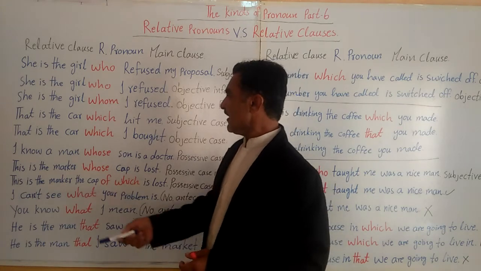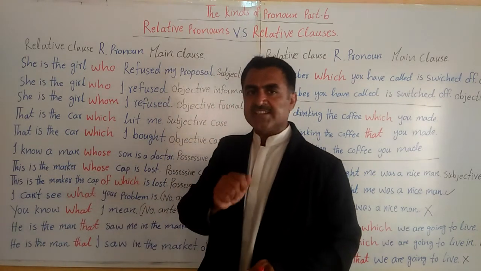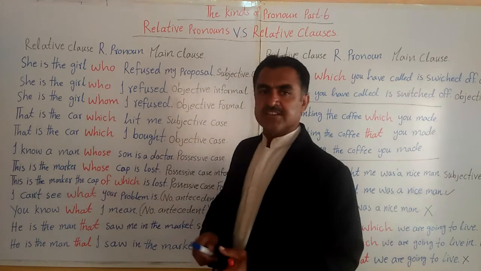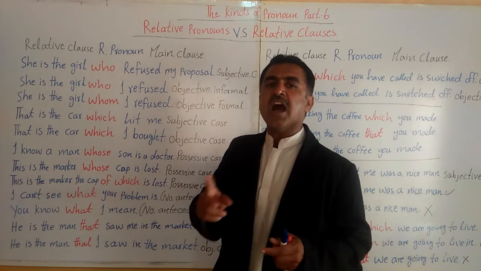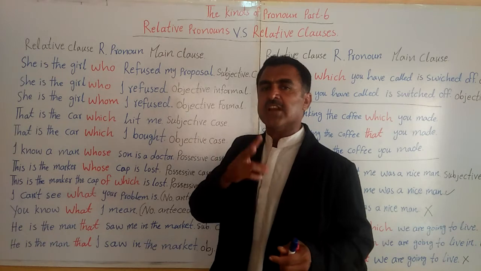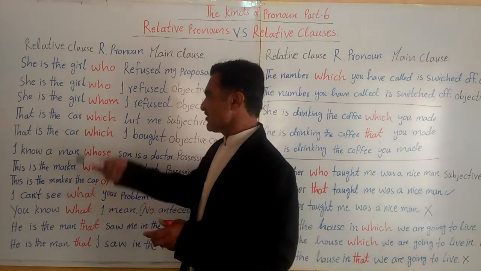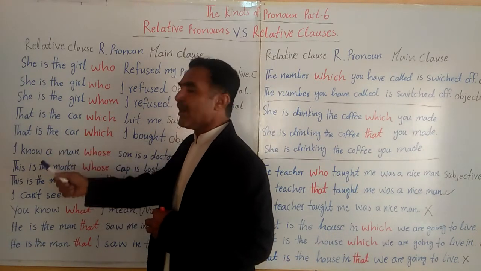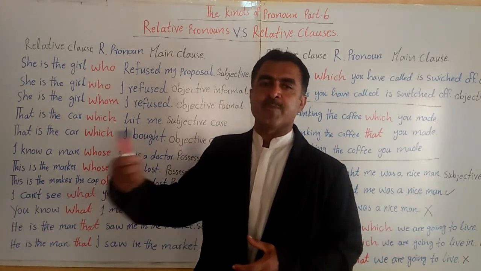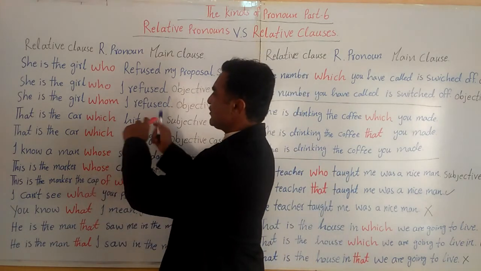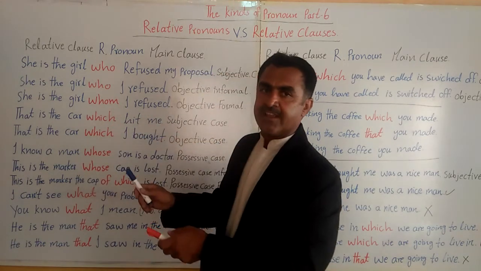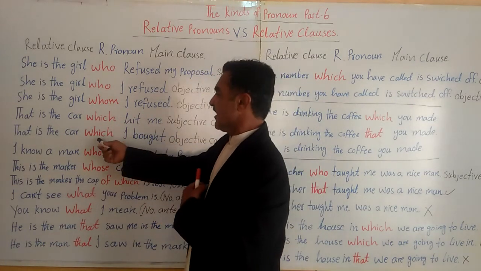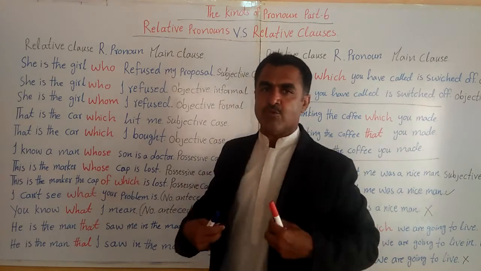This is the car, one sentence. I bought it, second sentence. Both are dependent clauses. When you read them alone, you will not understand what is going to be mentioned here. That's why both sentences relate to each other. They are connected by this relative pronoun, or you can say conjunctive pronoun.